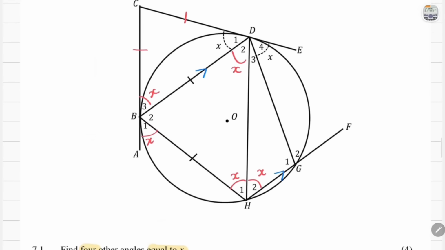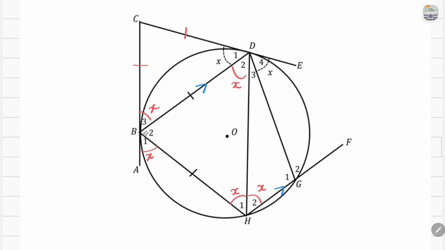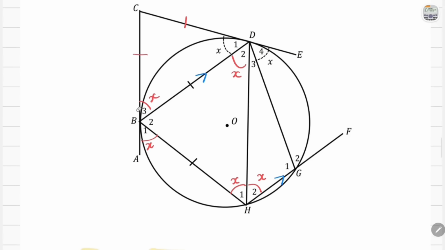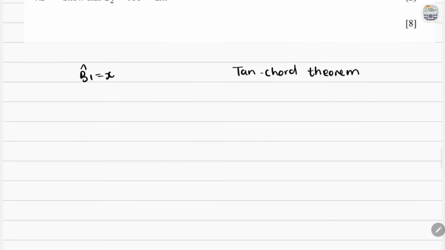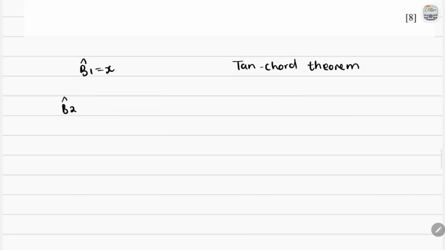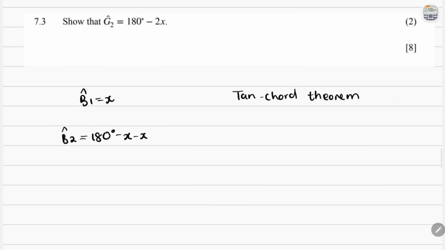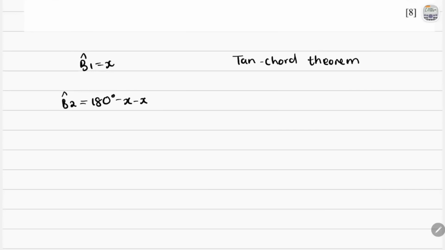And then from angle B1, we can find angle B2. Angle B2 will be found by saying this is a straight line, so the angles on a straight line add up to 180 degrees. So angle B2 will be found by saying 180 degrees minus that x minus the other x, those two x's there. This is the sum of angles on a straight line. So angle B2 is equal to 180 degrees minus 2x.